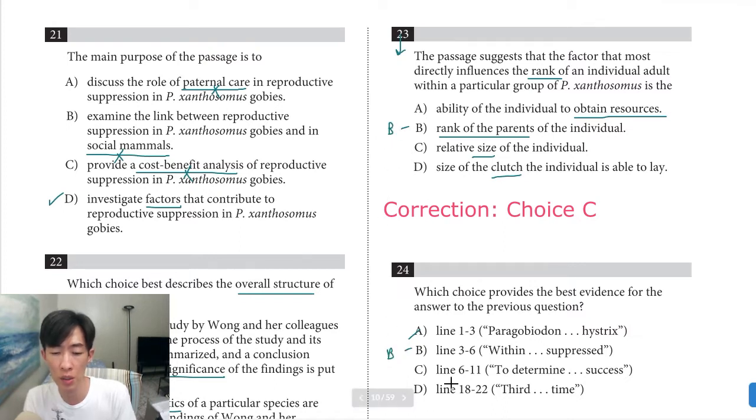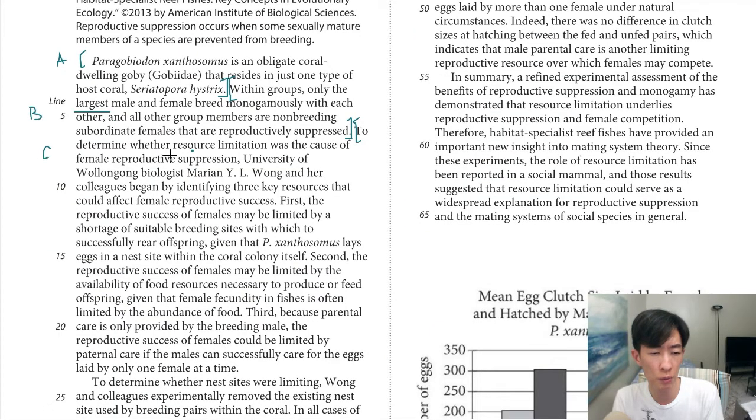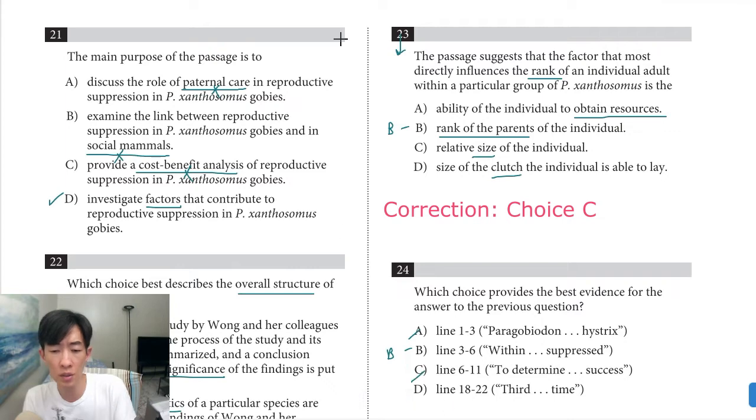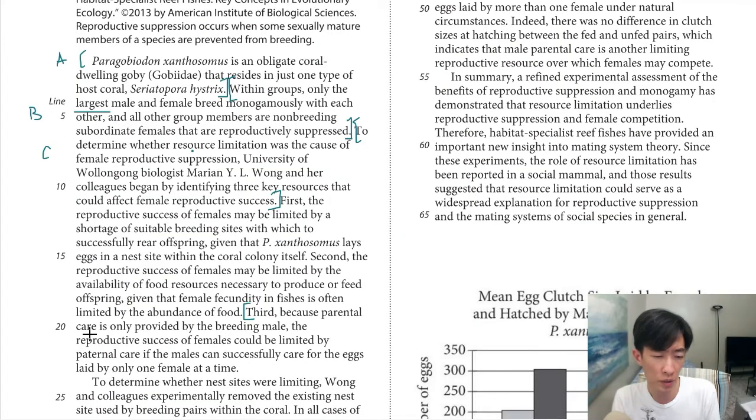We'll put B over here. Let's just check the others. C, 6 to 11, right over here. To determine whether resource limitation was the cause of female reproductive suppression, they began by identifying 3 key resources that could affect female reproductive success. So nothing here that tells why one is dominant. Choice D, 18 to 22. Third, because parental care is only provided by the breeding male, the reproductive success of females could be limited by paternal care if the males can successfully care for the eggs laid by only one female. So again, this is just talking about possible limitations of the male. It doesn't say anything about why he becomes dominant.